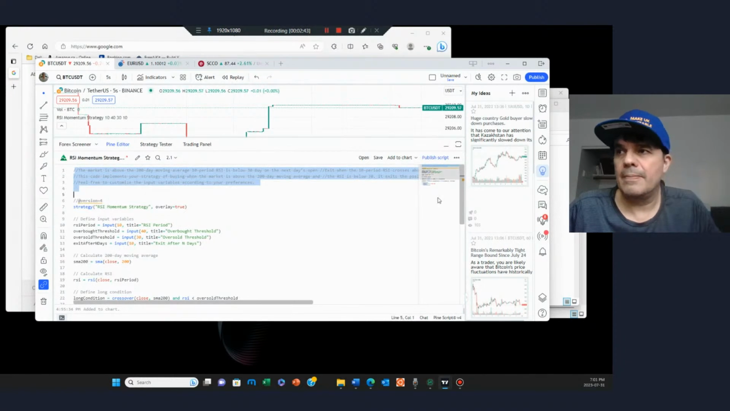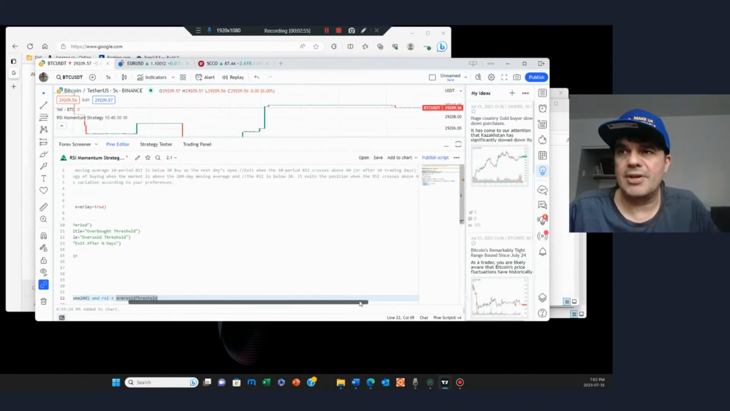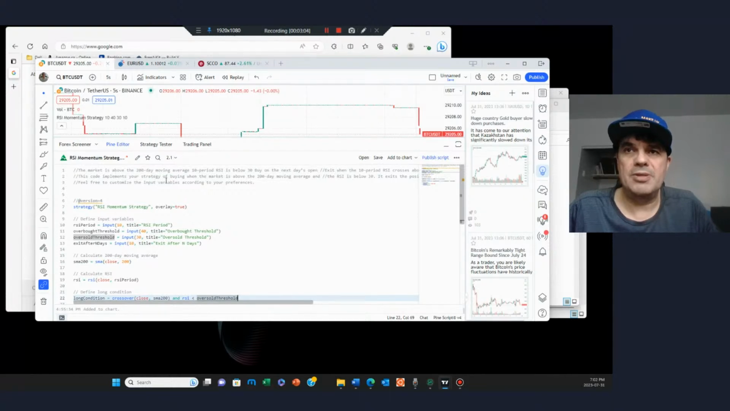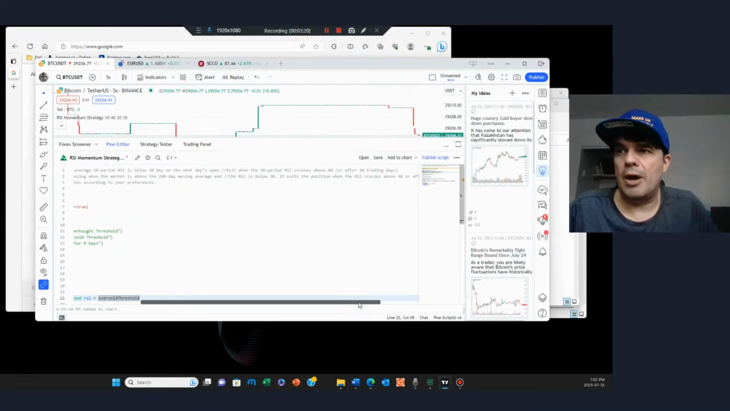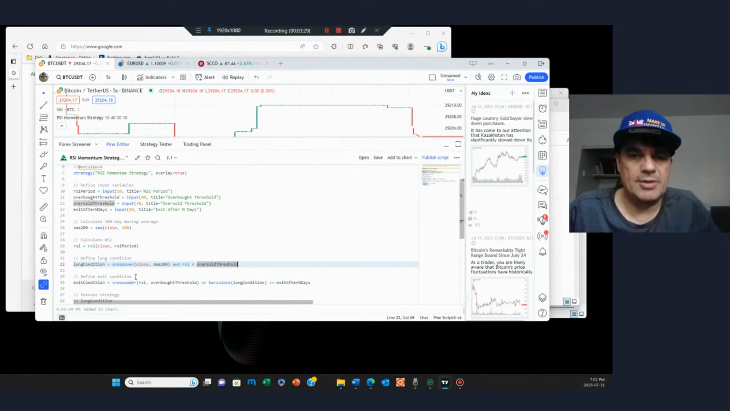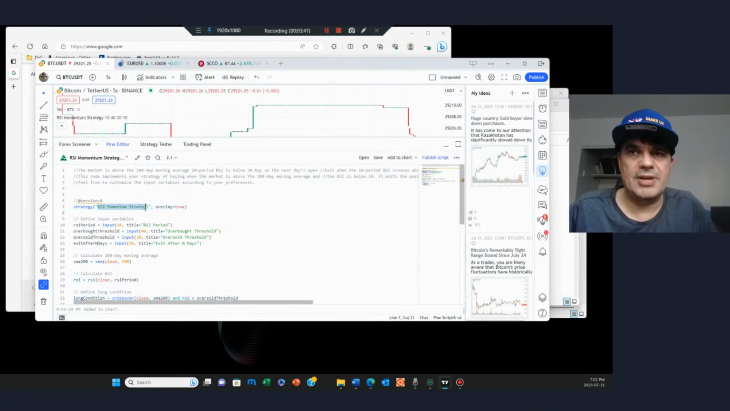And you can see what it does here as I highlight. Market is above a 200-day moving average, 10 period RSI is below 30, buy next open. Exit when the 10 period RSI crosses above 40 or after 10 trading days. So this code implements buying when the market is above a 200-day moving average and the RSI is below 30. It exits the position when the RSI crosses above 40 or after 10 days of trading. This is a custom generated strategy that I've made, very simple, like 30 lines. This is called an RSI momentum strategy.